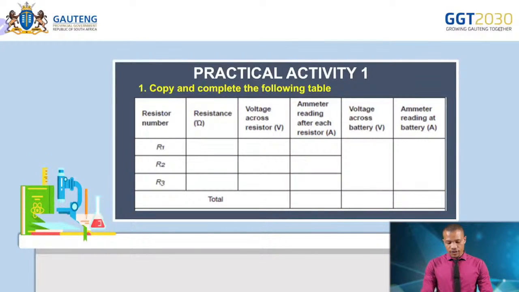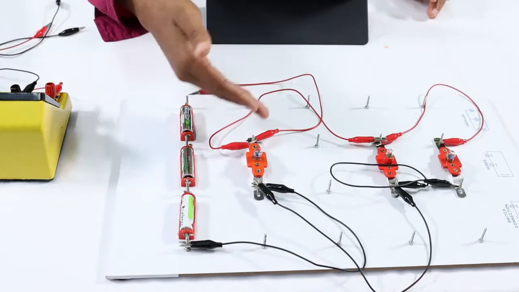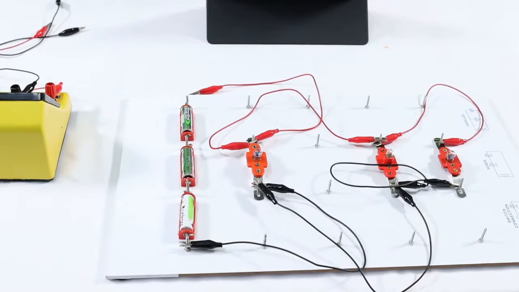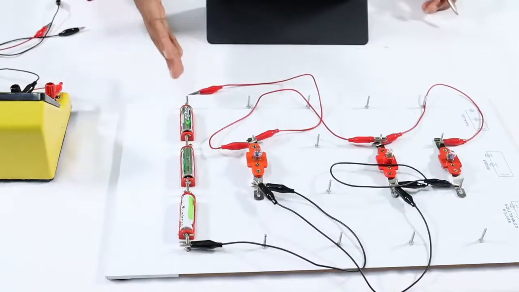Then we have voltage across resistor, V. This records the voltage across the first resistor, the second resistor, and the third resistor. And then we have the ammeter reading after each resistor, A. So we are going to take the ammeter reading of the current that flows through each of these resistors. Then we have voltage across battery, V, which is the voltage across the battery. Going back to the ammeter reading after each resistor, A, we are going to connect an ammeter in series to all of these resistors to measure the current that flows through each of those resistors. And then ammeter reading at the battery. We are going to connect an ammeter in series to the battery to measure the total current. So without any waste of time, let us continue.